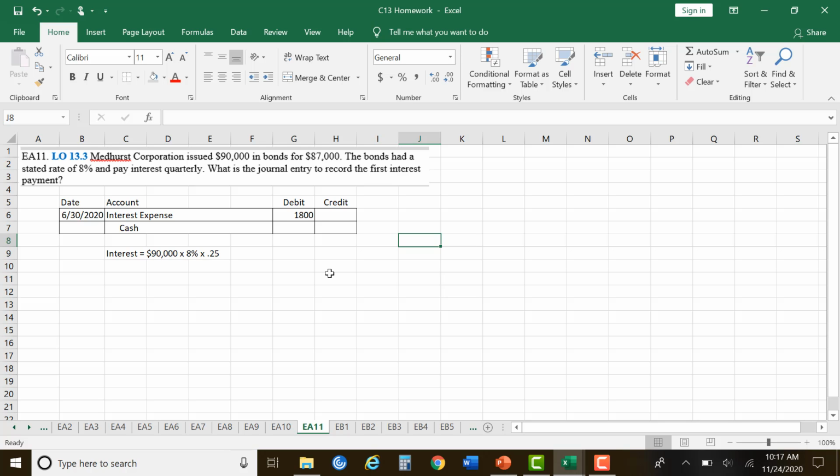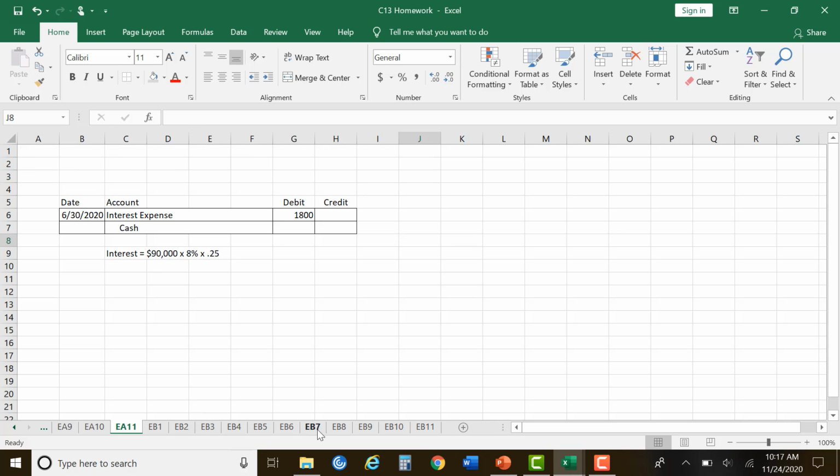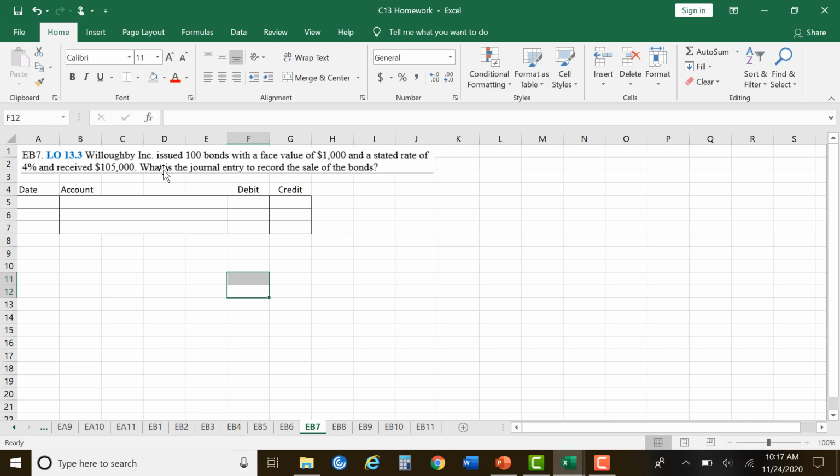Okay, I'm going to go over the exercises B really quick to make sure there's no confusing pieces there. So on 7, we are issuing bonds with a face value of 1,000, stated interest rate of 4%, received 105,000. What's the journal entry to record the sale of bond? So we're selling 100 bonds at $1,000. So $100,000 in bonds. We received 105,000.